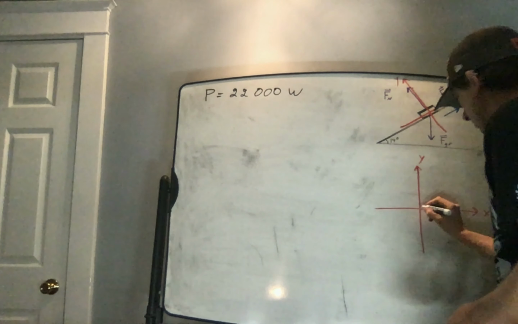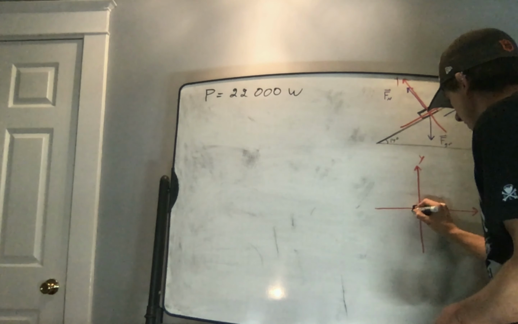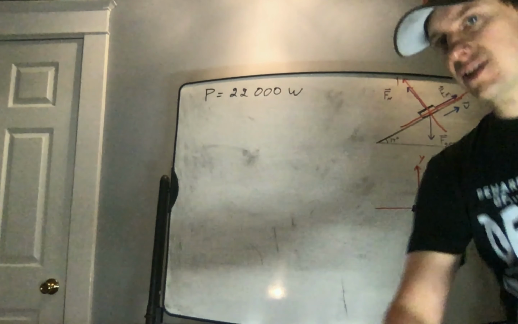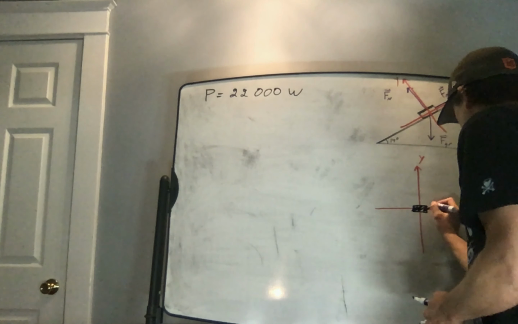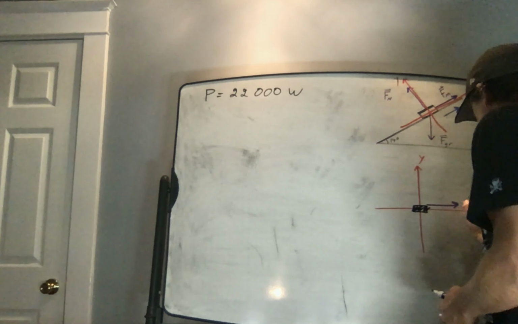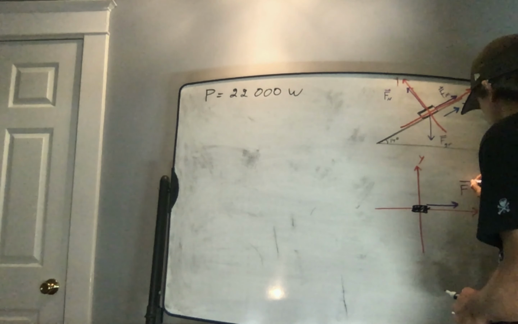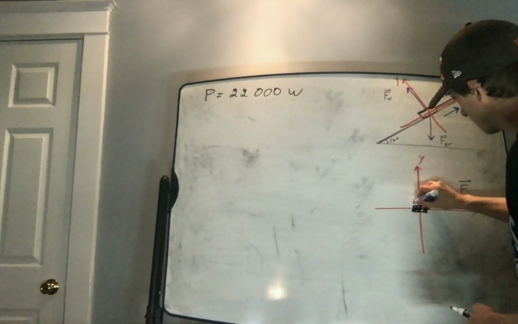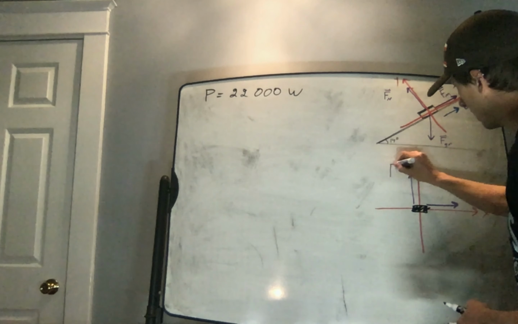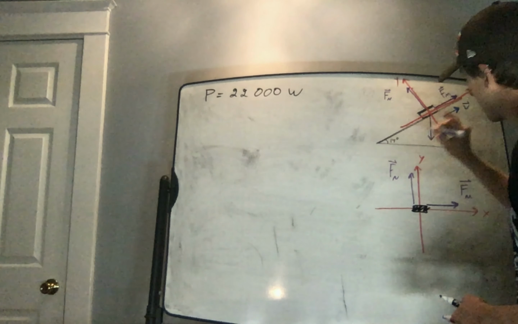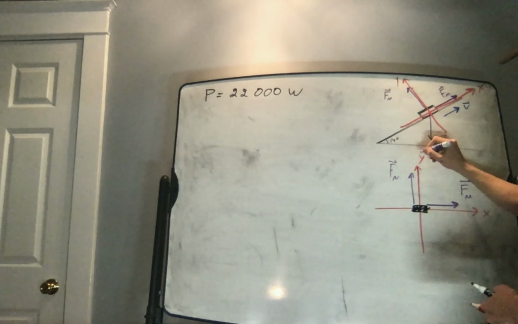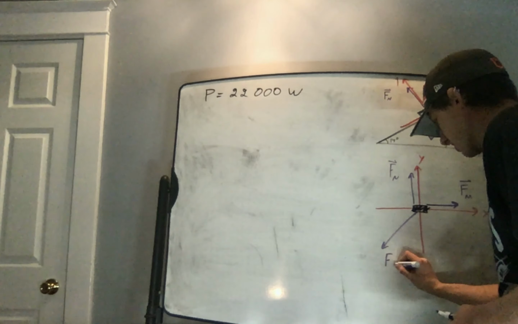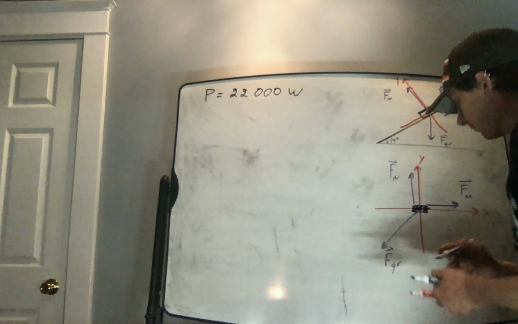Here are the skiers on the slope. And I have three forces acting on the skiers. There is the force of the motor pulling the skiers in the positive x direction, force of the motor. I have the normal force that is perpendicular to the slope, F normal. And I have the force of gravity that is pointing in the third quadrant. So the force of gravity is going to look something like this.